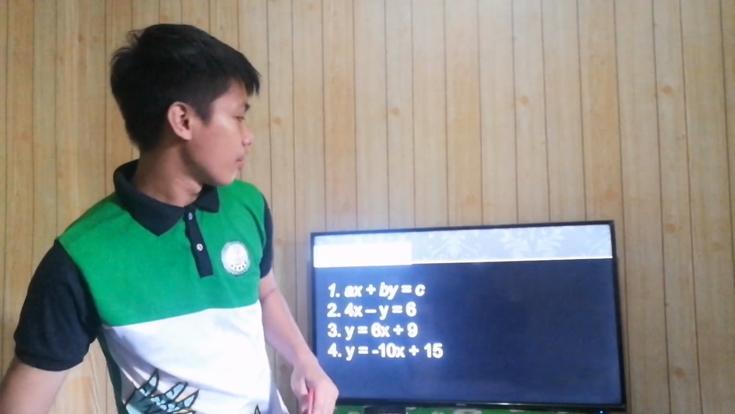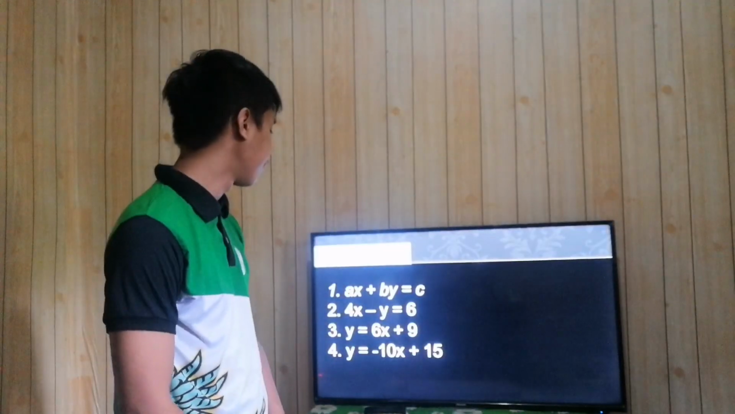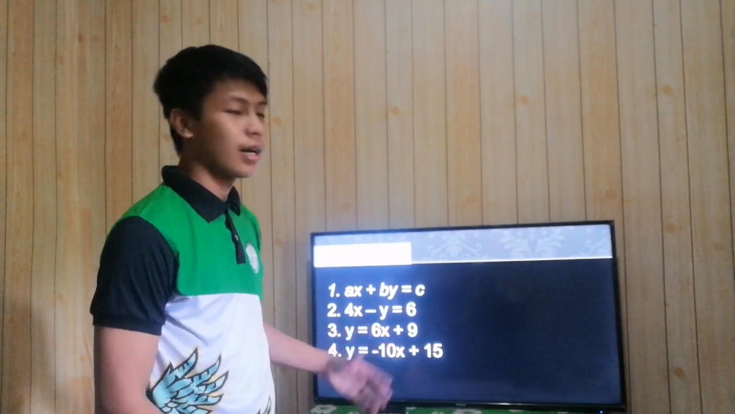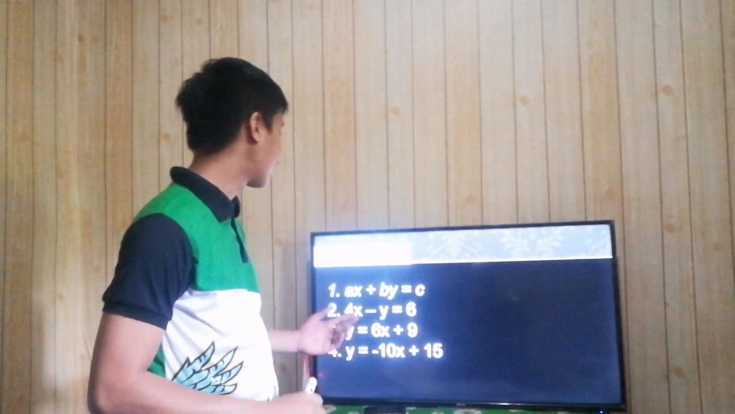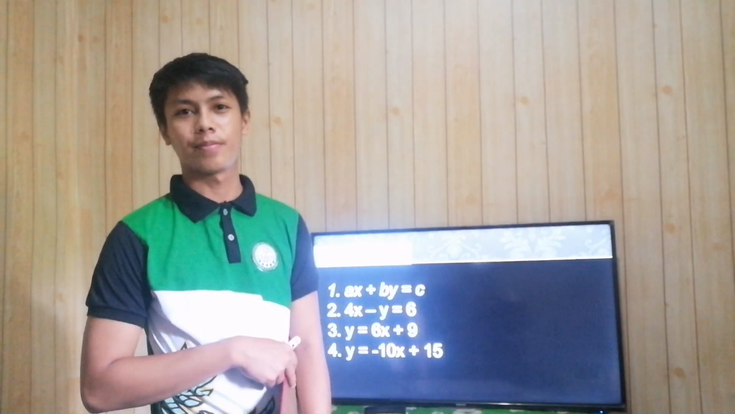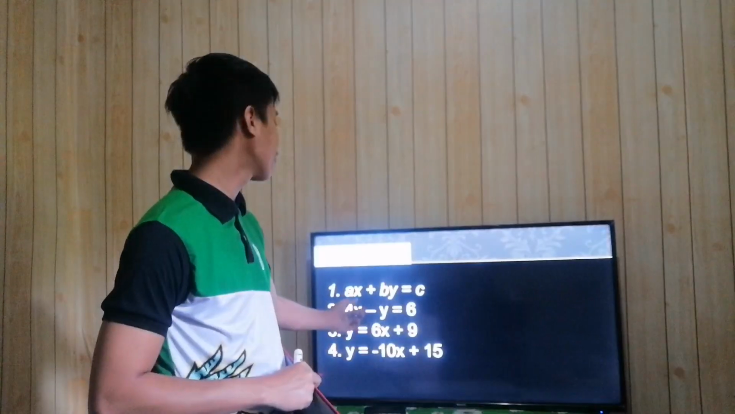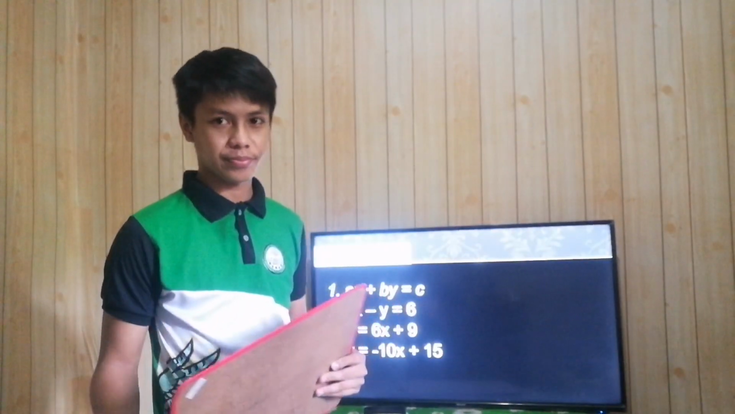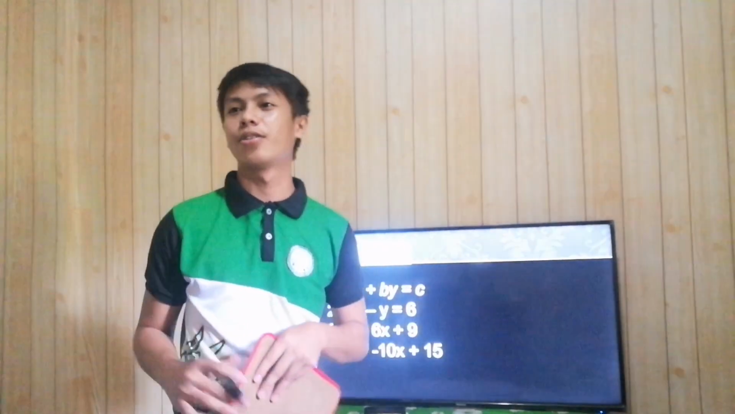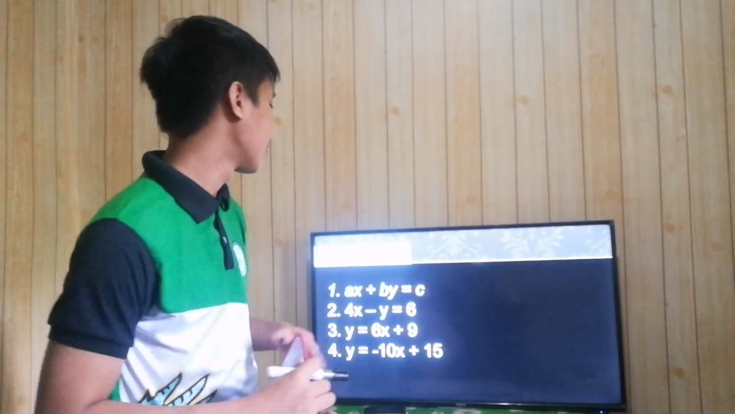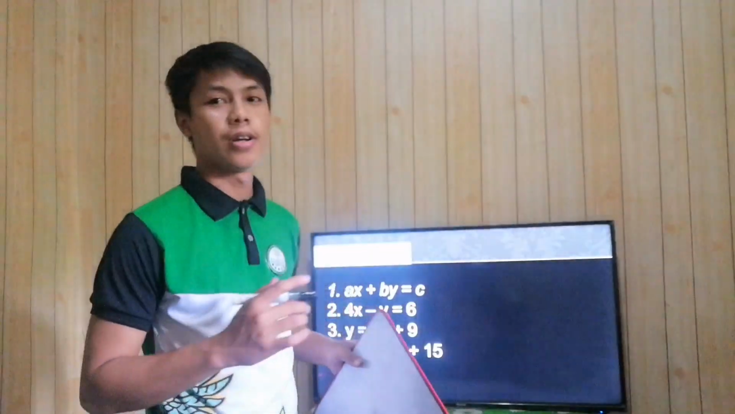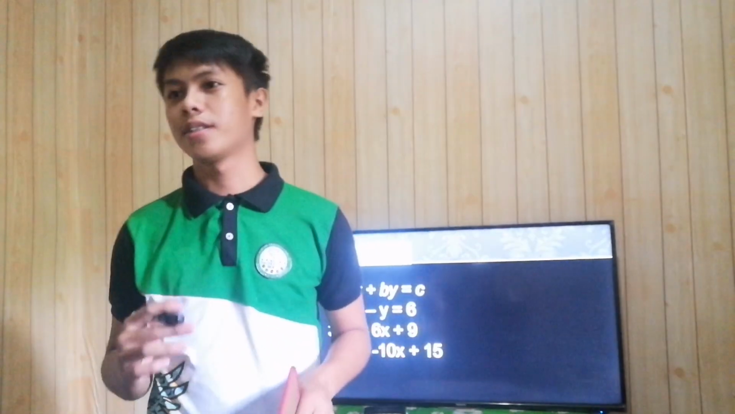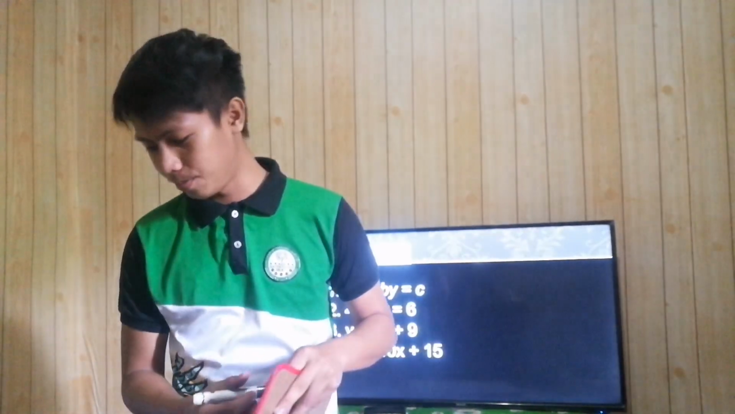So, ito yung example natin number 1. Ngayon, tanong ko muna, naka-standard form ba or slope-intercept? Okay, standard form kasi ito yung equation kanina ng linear equations in two variables. So, ating i-check ito guys kung ano ang magiging slope-intercept form niya. So, atin natin i-solve.